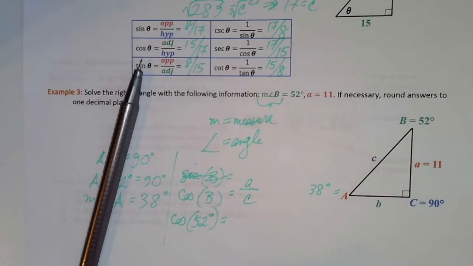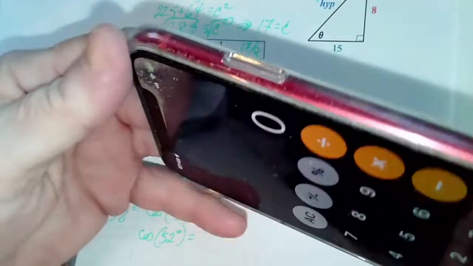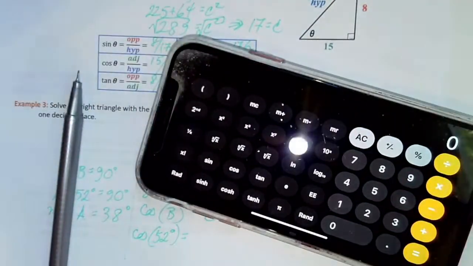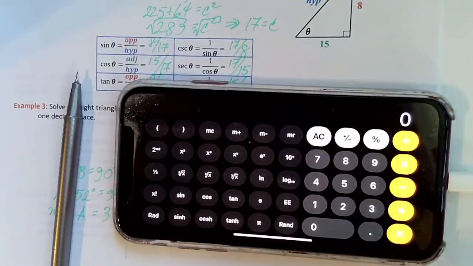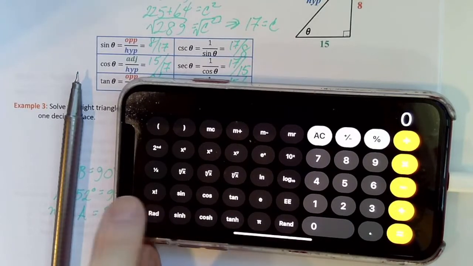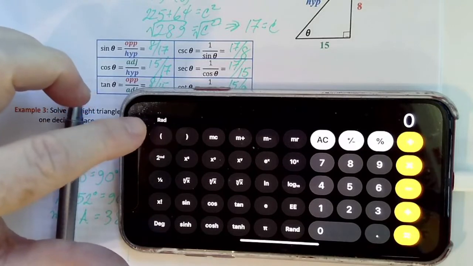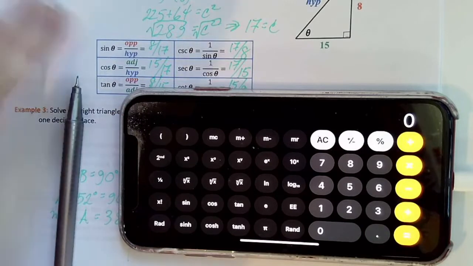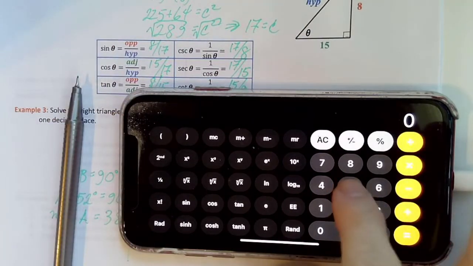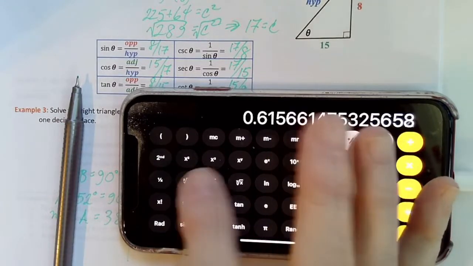And for these problems, I just use my phone calculator. And if you take your phone calculator and turn it sideways, you'll get a scientific calculator. And the way mine works anyway, if I'm using radians, like if I'm using pi units, I have an RAD up there. If there's nothing written up there, then I'm using degrees. So I want to type in 52 degrees, and I want to take the cosine.